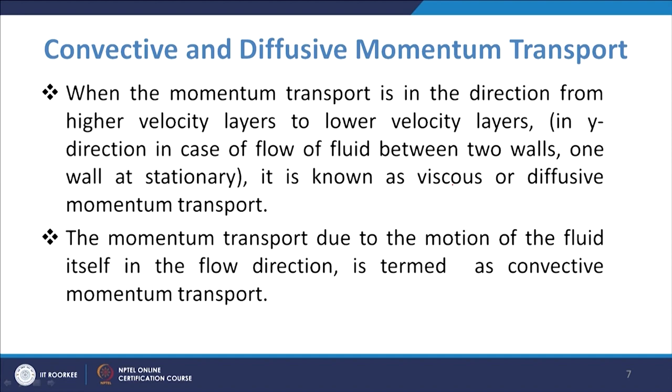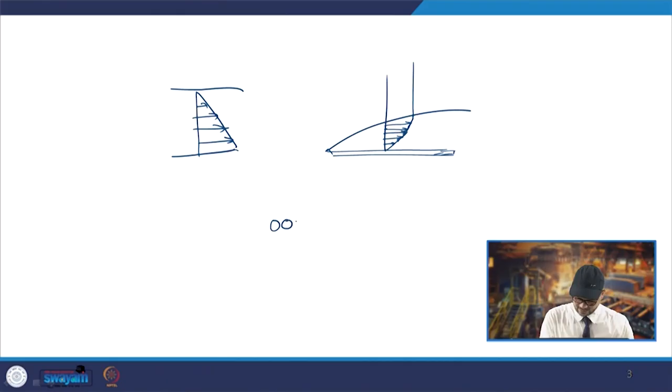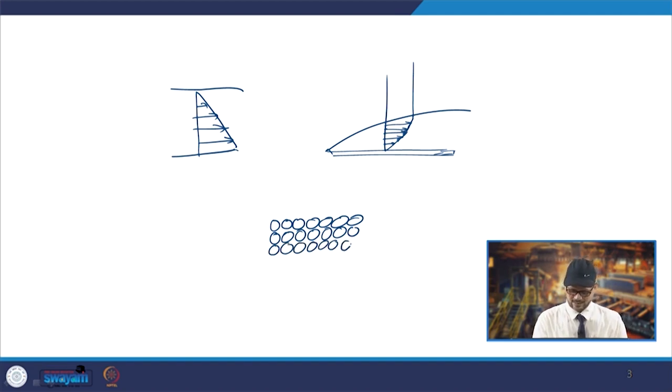If you look at this viscous or diffusive momentum transport, basically the molecules will be crossing the layers. You have a top layer of molecules, and below that you have more molecules. This way you have layers of molecules, and the momentum transport takes place using this mechanism. This is because of the viscous property, so that is why it is viscous momentum transport.